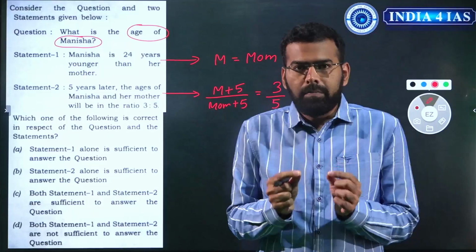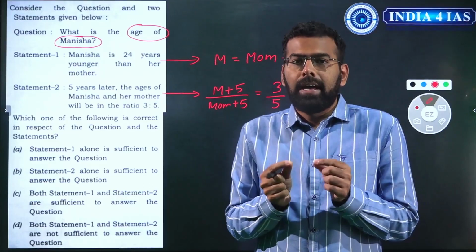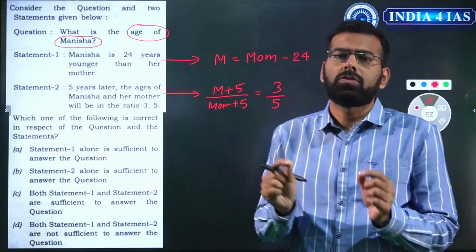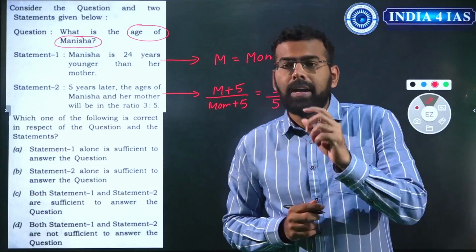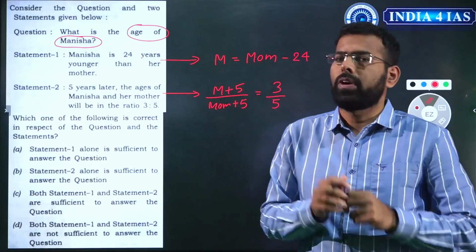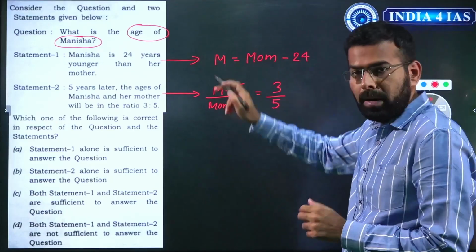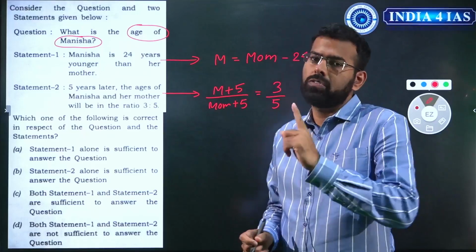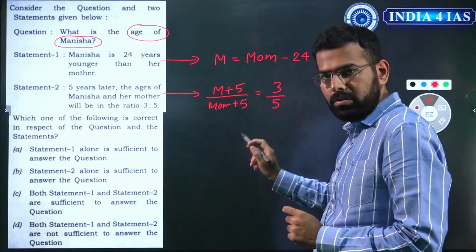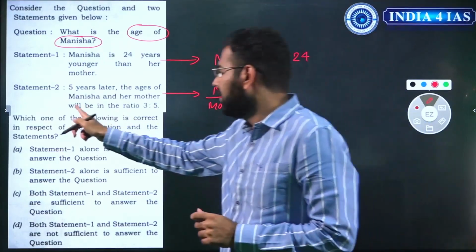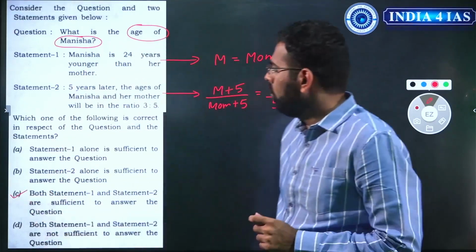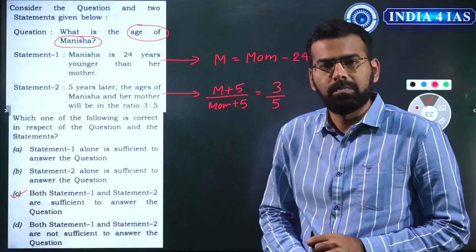That means in mathematics or in algebra, if you have n number of variables and n number of equations, then you can easily solve the question. If you have n number of variables and n minus 1 number of equations, then you cannot solve that question. So always remember the number of variables should be equal to the number of equations, then you can solve the question. Here, yes, you have two variables and two equations, so definitely you can solve this question. Using both statements 1 and 2, you can easily answer the question.